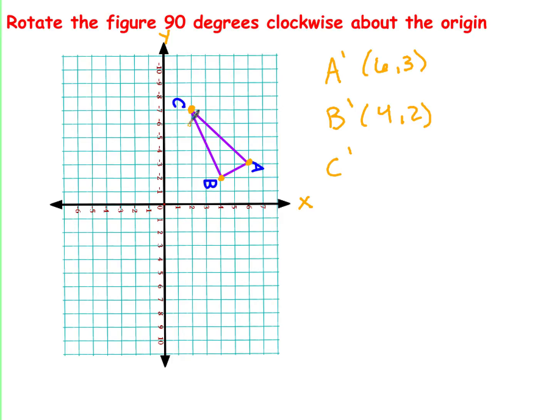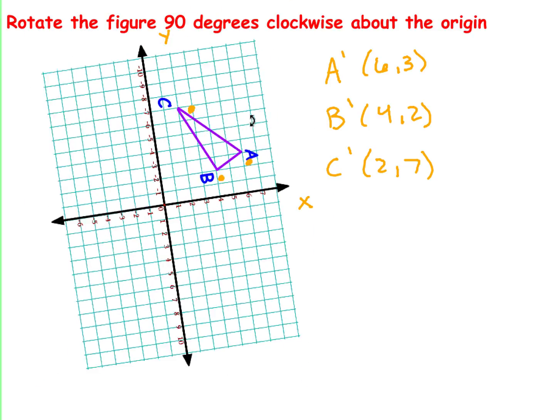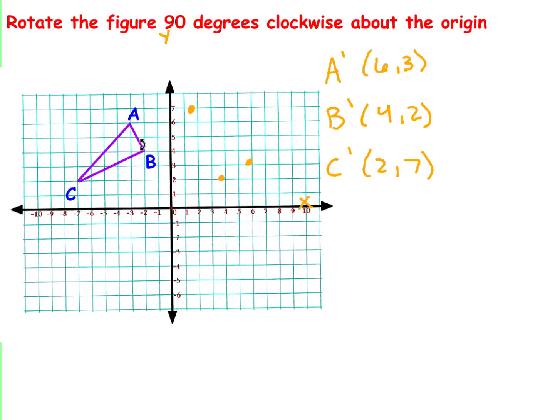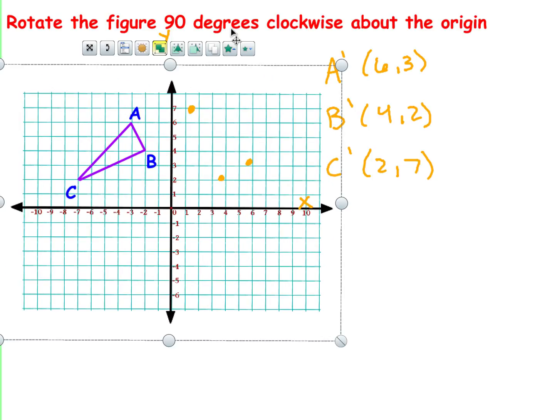Okay, and then finally my C prime is going to be at 2, 7. Now that I figured out what my new points are for my new image, I've got to bring my graph back to its normal state. So I've got to rotate it back to where it's upright.